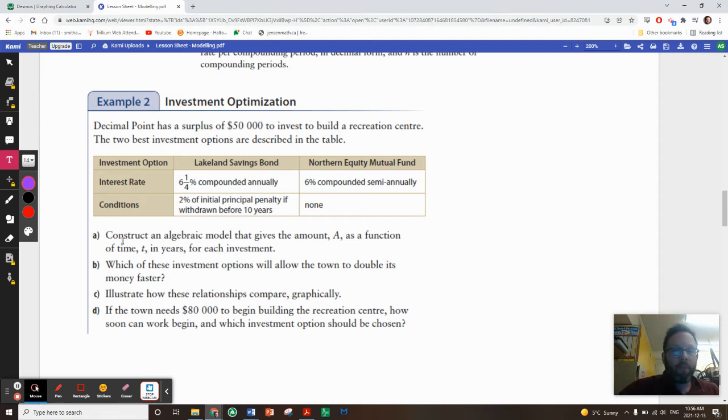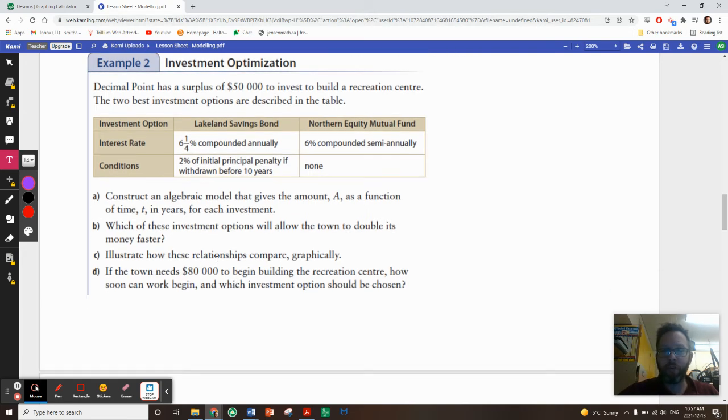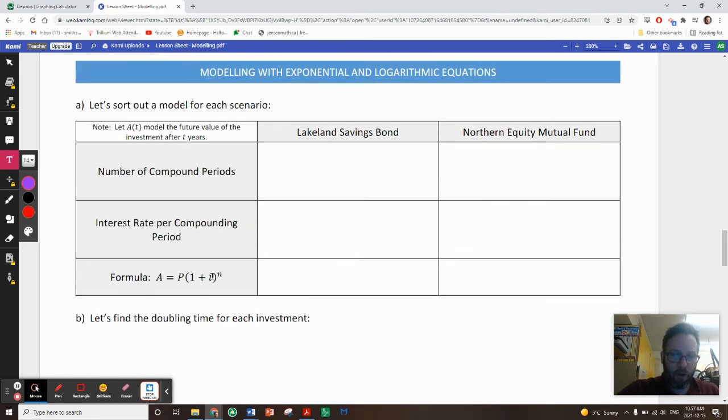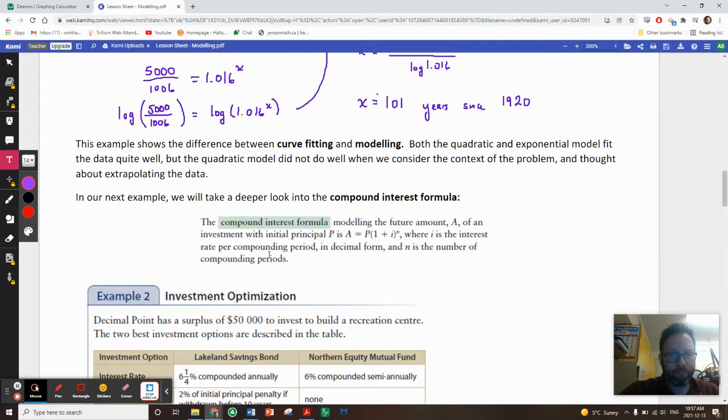So what we're going to do together is we're going to construct a model using the compound interest formula that you guys developed in your grade 11 course to look at how each investment will grow as a function of time. And then consider which one will be the best option, which option doubles our money faster, but then also considering that we might have to withdraw our money earlier, does that factor in? So let's get going. So if you guys recall the compound interest formula, A equals P times 1 plus i to the power of n.